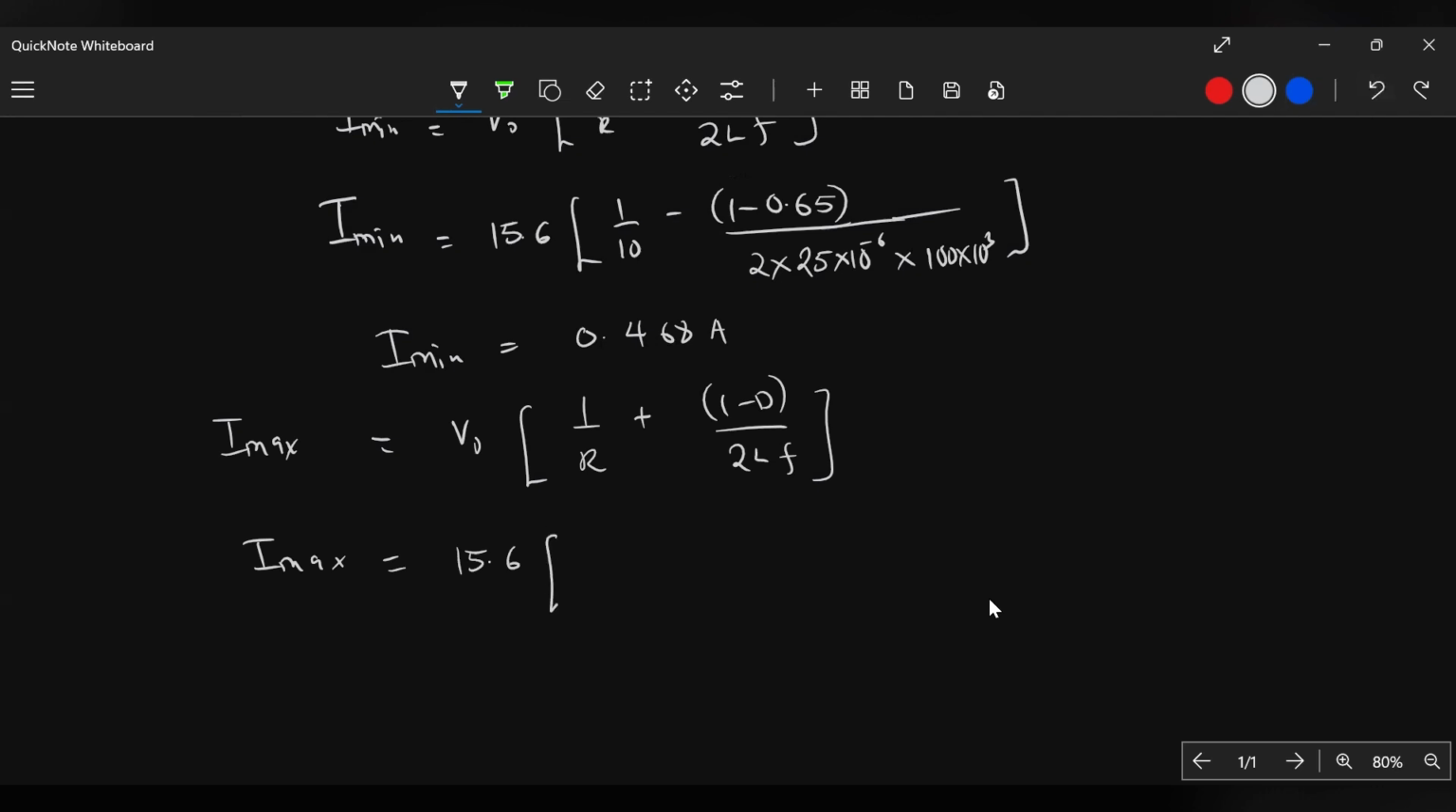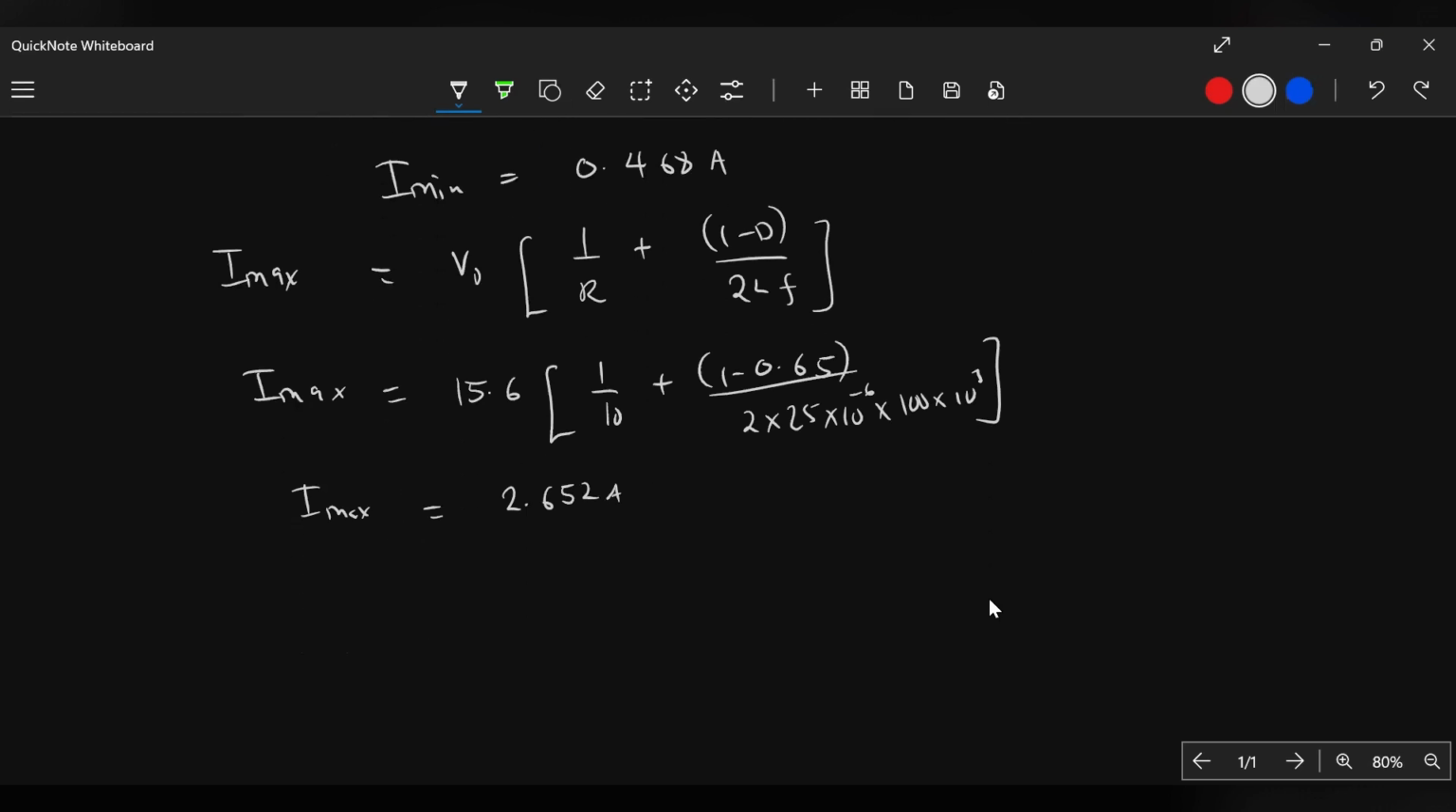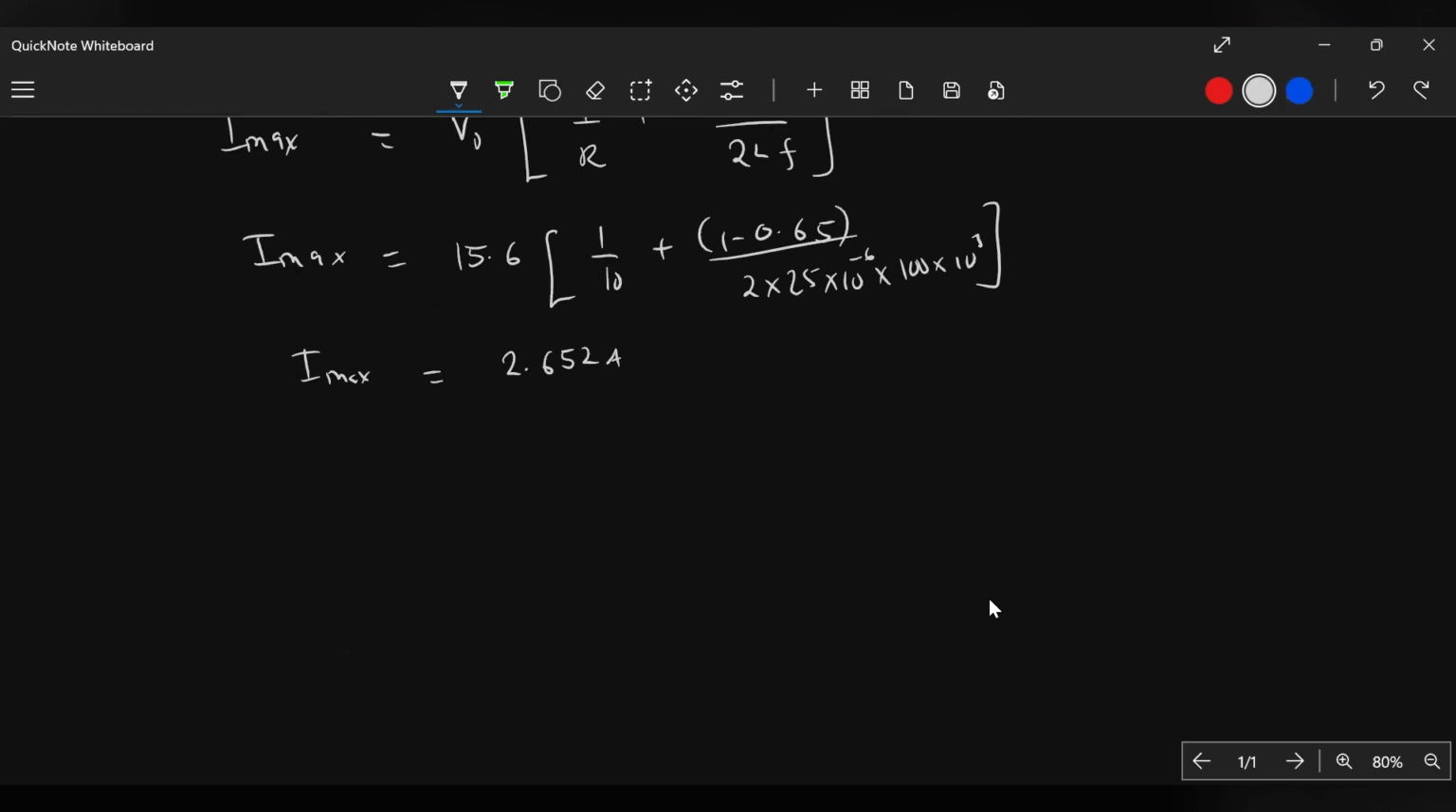So 1 over 10 plus (1 minus 0.65) divided by 2 times the inductance, 25 times 10 to the power negative 6, times 100 kilohertz. So Imax is equal to, if you calculate this, 2.652 amps. And then lastly, we need to find the output ripple voltage.